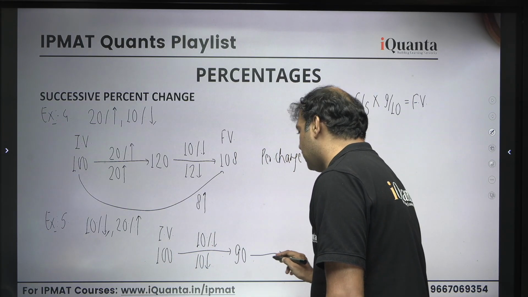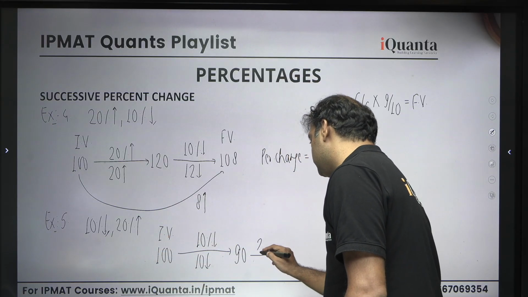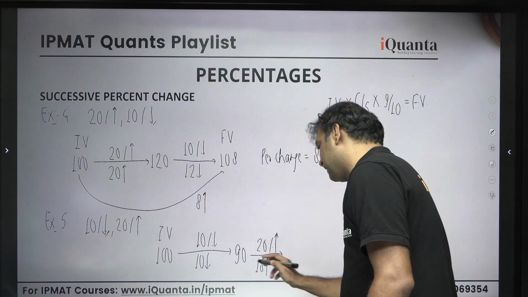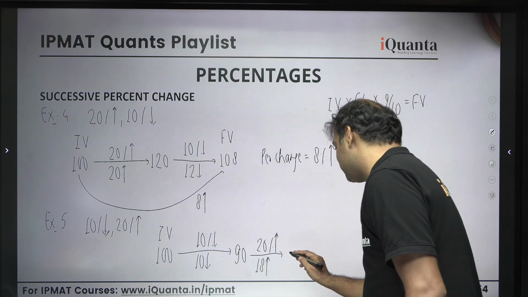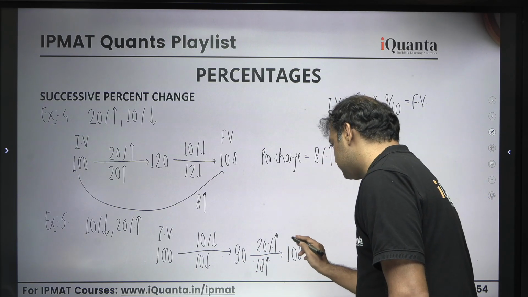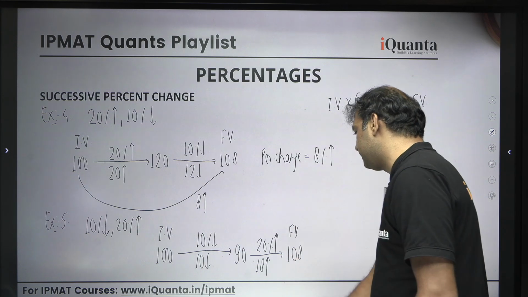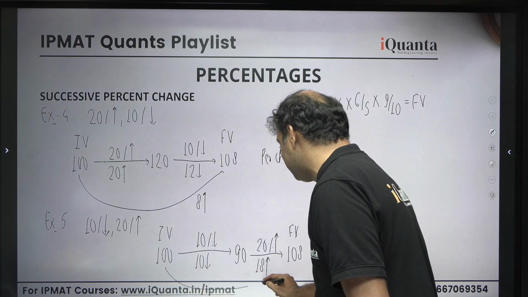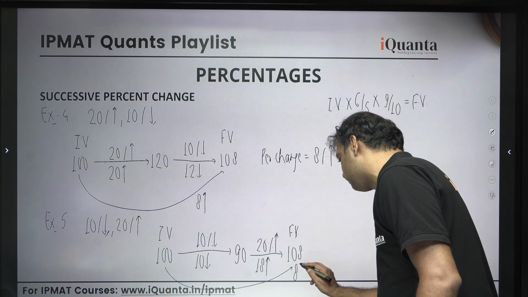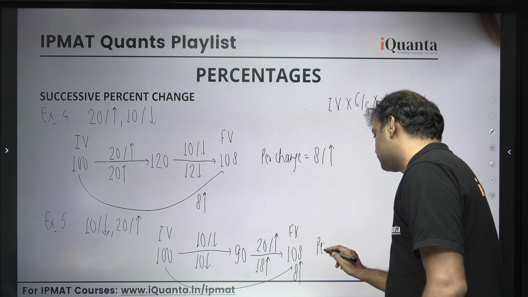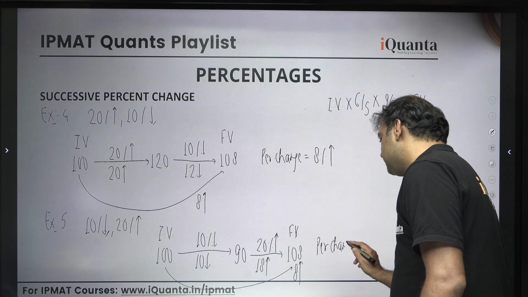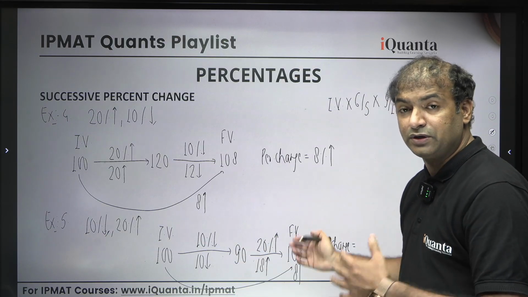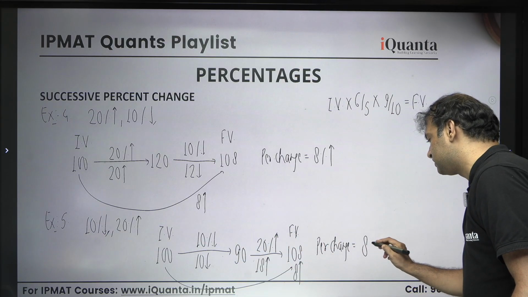Then it is now increasing by 20%. So what is 20% of 90? 20% of 90 is 18. 90 increasing by 18 gives us 108, which is the overall final value. So the initial value is 100, the final value is 108. The overall change here is again an increment of 8. And what should be the percentage change? The increment is 8, the initial value is 100, so obviously the percentage change is also 8%.